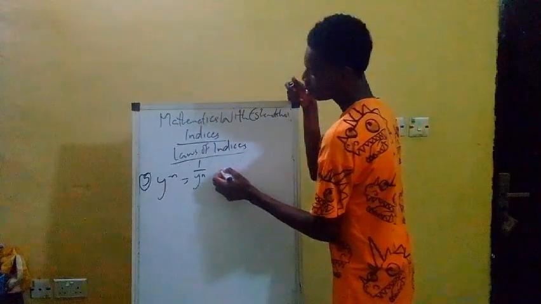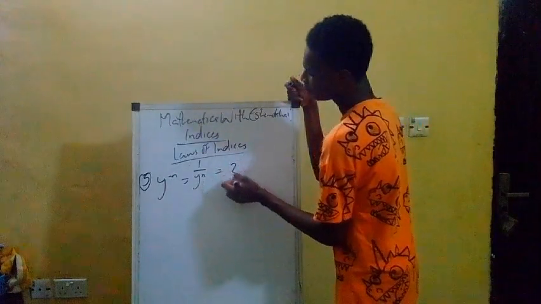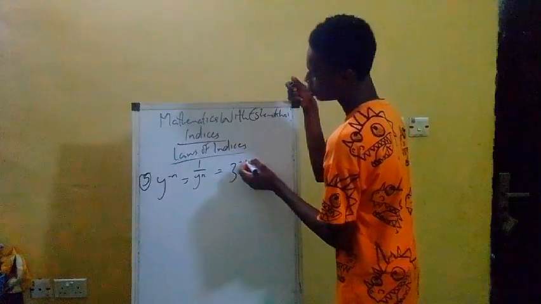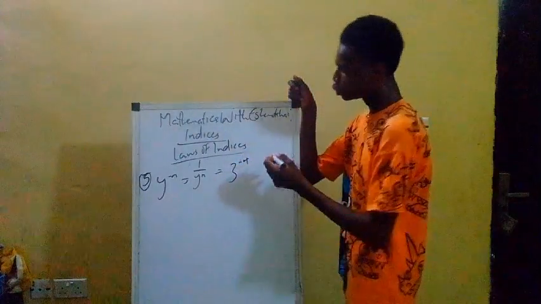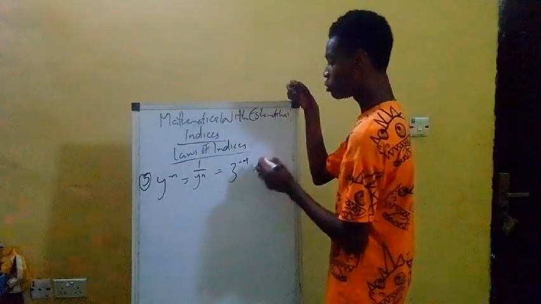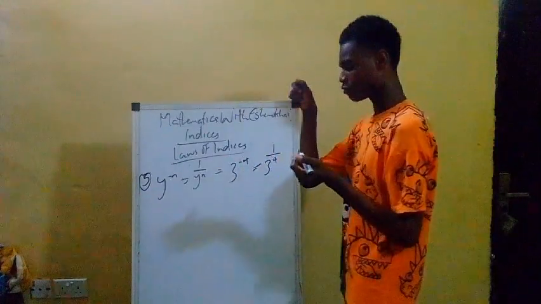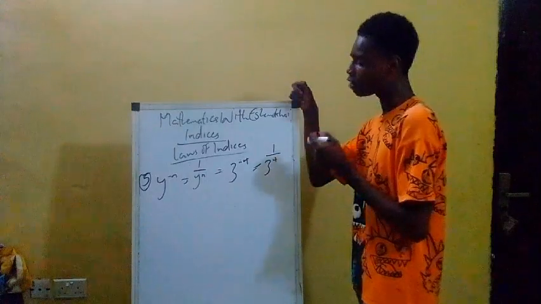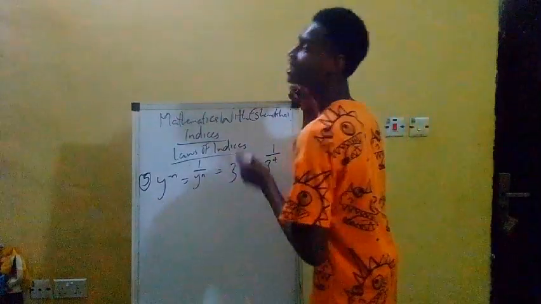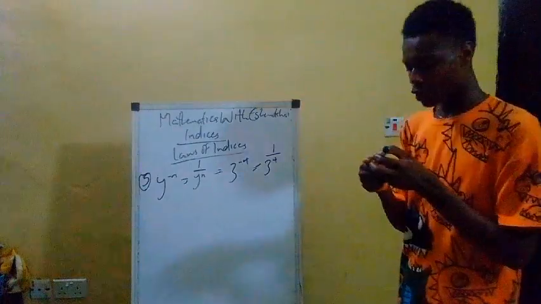Now let's have a number. Let's say we have 3 to the power of minus 4. What you should do is 1 over 3 raised to power 4. That's what you do. Now let's start the 6th law, then the 7th law, then we are done for the laws of indices.